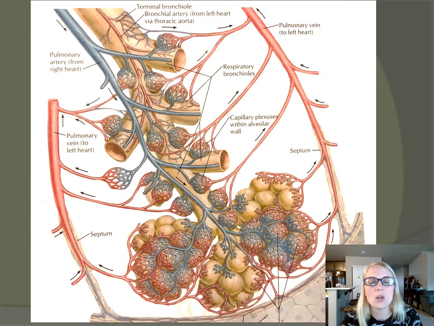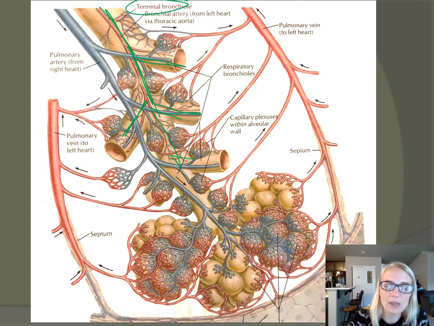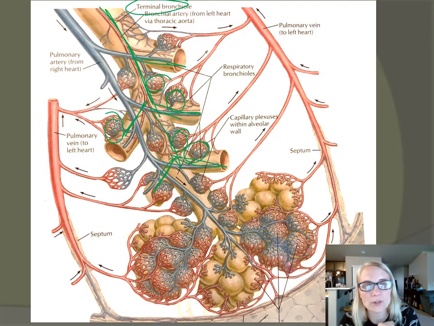Here we go. So this is a close-up diagram of some of the anatomy that we just got done talking about in another lecture. So here is our terminal bronchiole, right? So the terminal bronchiole comes in down here. It branches into our respiratory bronchioles. And again, we know they're respiratory bronchioles because they have little alveoli bubbling off of them. Anytime you have an alveolus, you know you're at the respiratory zone because you have gas exchange.